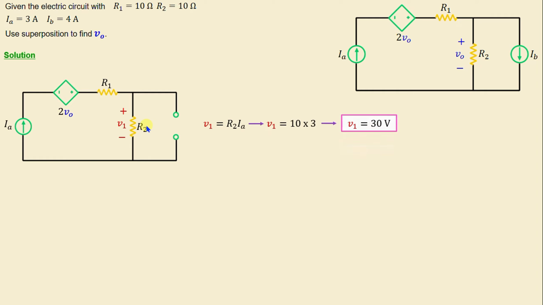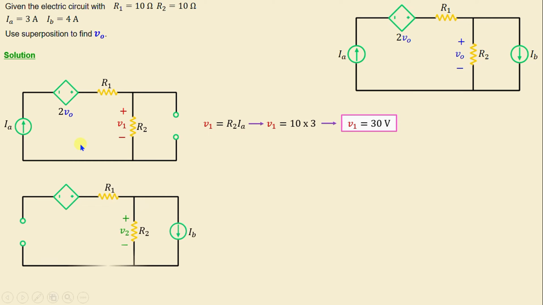Now let's consider the independent current source IB active and the independent current source IA inactive, which will be replaced by an open circuit. Like we see here, there is no current flow in this direction because here it's an open circuit. That means IB is the current flow through the resistor R2.